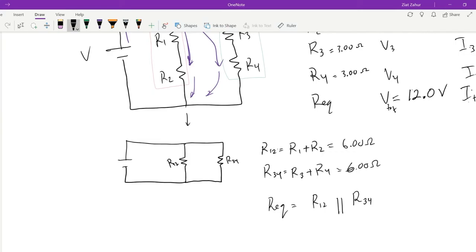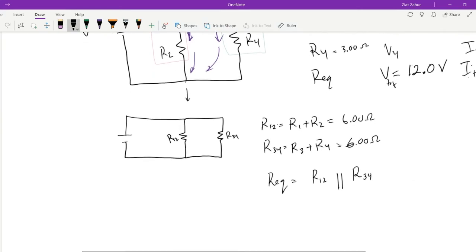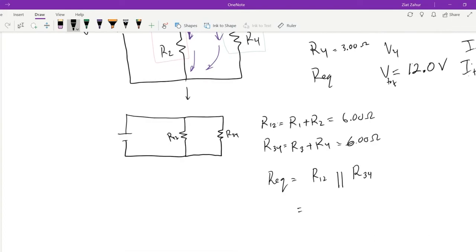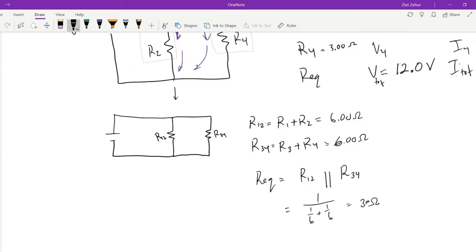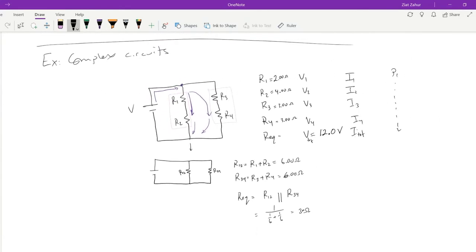Okay, these double lines are the parallel symbol. So R12 is parallel to R34. We use the parallel rule. 1 over 6 plus 1 over 6, which gives us 3. Okay.